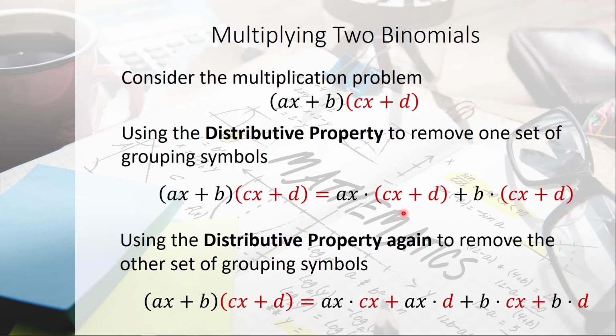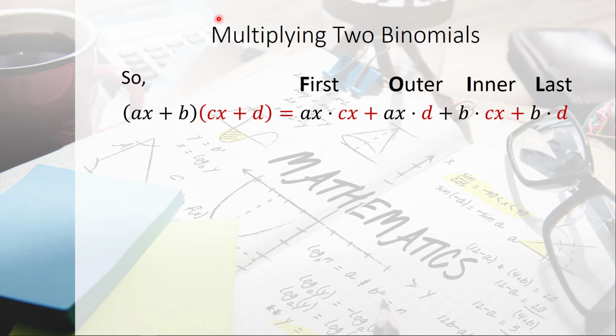Then I can use the distributive property one more time. I can basically use the distributive property here, and that will give me ax times cx right down there, plus ax times d, which is right here. And then I'll have b times cx, which is right here, plus b times d, which is right here. And now I have no more grouping symbols. But also take a look at what I have here.